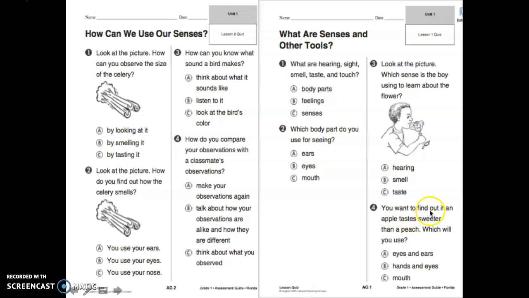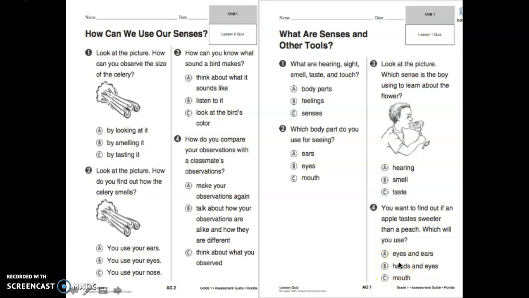Number 4, you want to find out if an apple tastes sweeter than a peach. Which sense will you use to find out if an apple tastes sweeter than a peach? A, eyes and ears, B, hands and eyes, or C, mouth?